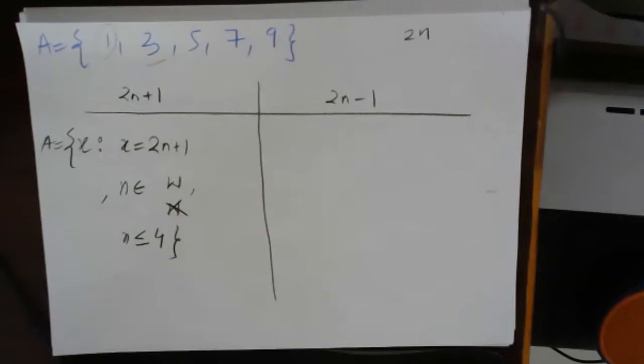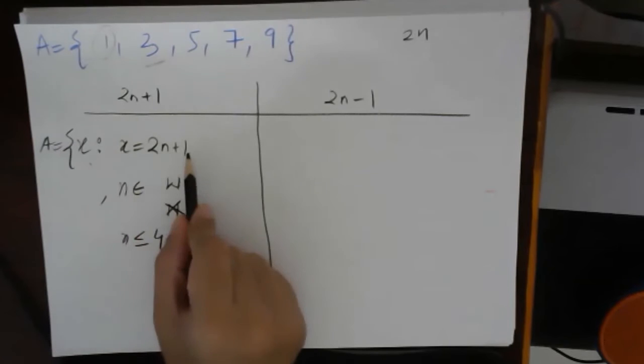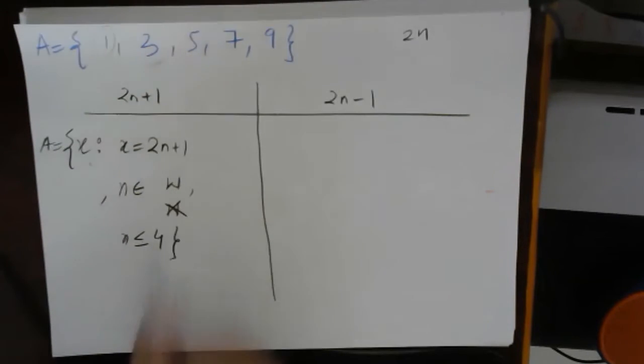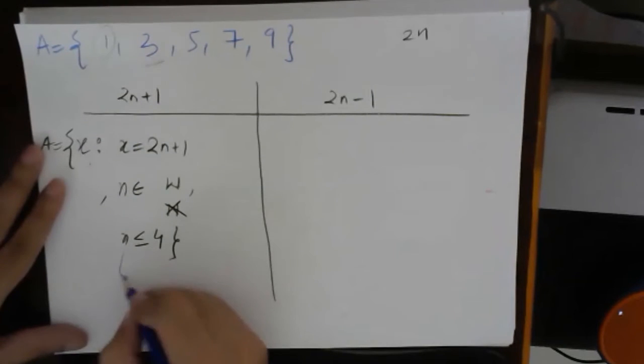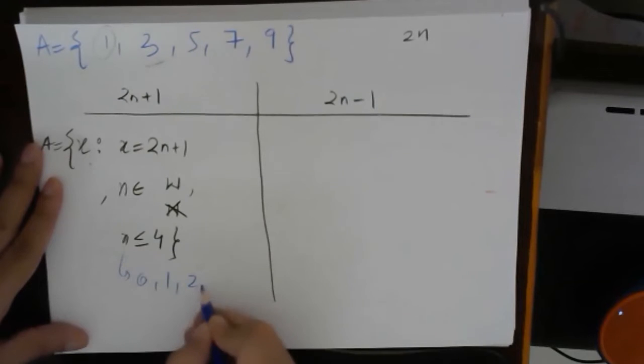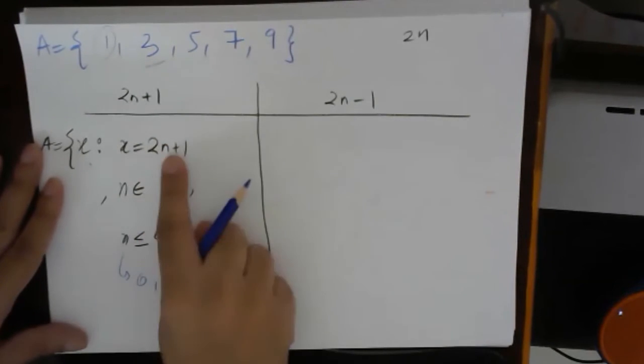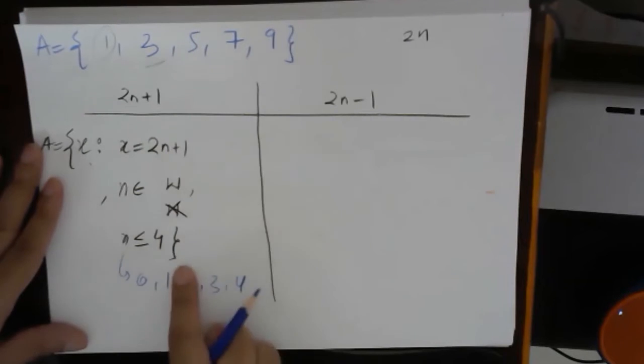Understood this, everyone? This part everybody understood? x is such that x is equal to 2n plus 1, n belongs to whole number, and n is less than or equal to 4. So which values can n take? n can take 0, 1, 2, 3, and 4. If I substitute 0, I will get 1.